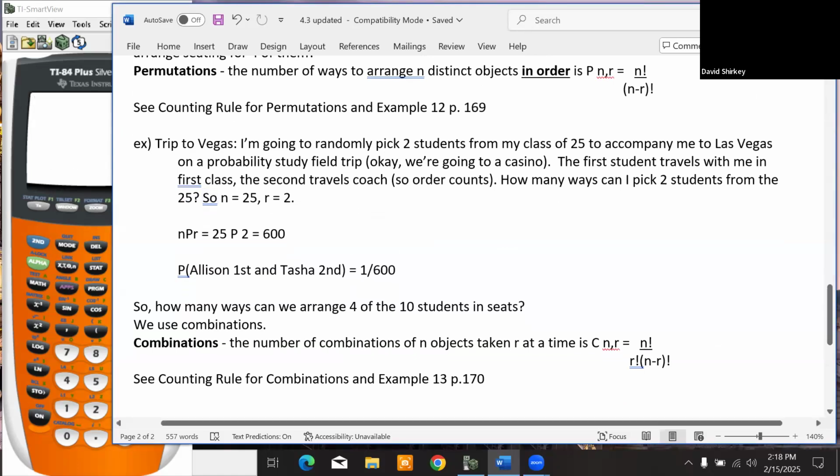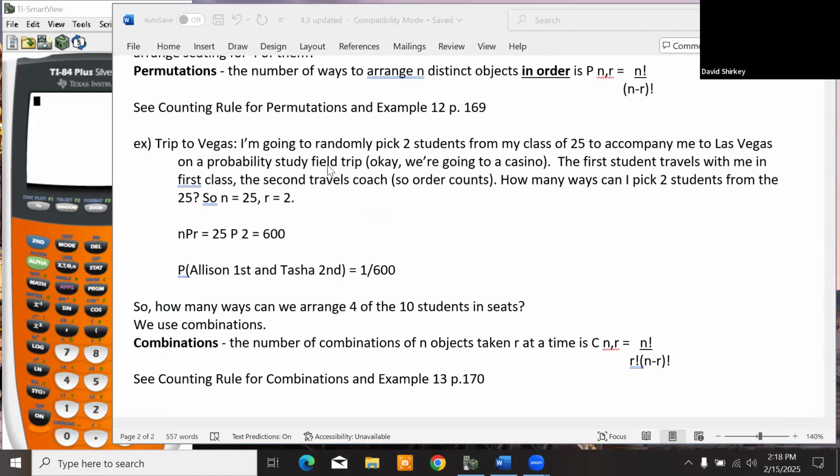So let's say I have students and I'm going to take them on a trip to Vegas. I'm going to randomly pick 2 students from my class of 25 to accompany me to Las Vegas on a probability study field trip. Okay, we're going to go to a casino, actually. The first student travels with me in first class. The second travels coach. So order here counts. When order counts, you're doing permutations. So how many ways can I pick 2 students from the 25?